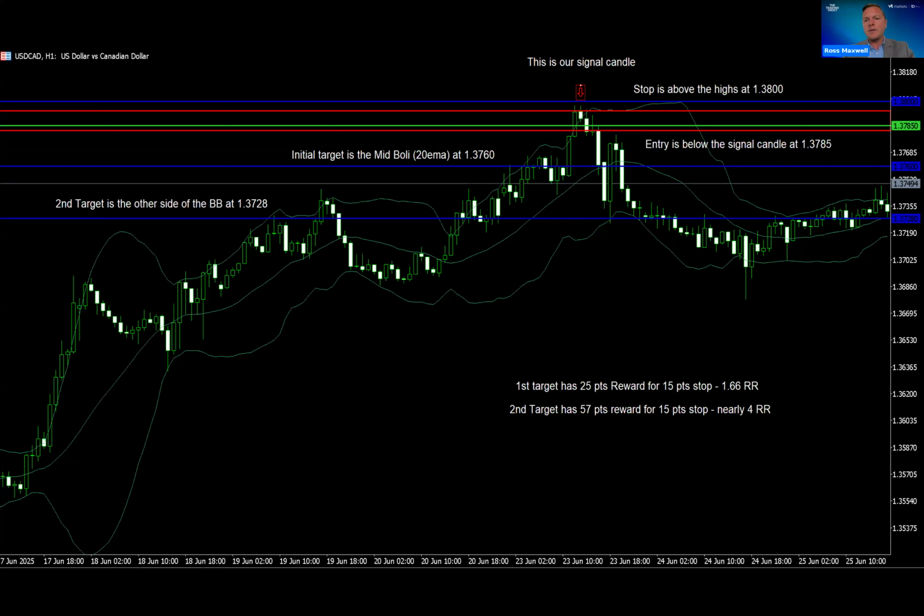Sometimes this can happen, and this is important to understand as well: if the distance between your entry and the moving average, or the mid line, or the distance between your entry and the other side of the Bollinger Band is not at least 1 to 1, then you probably want to avoid a trade because you're just taking away the edge. You don't have the statistical advantage or the edge to be able to profit from that.